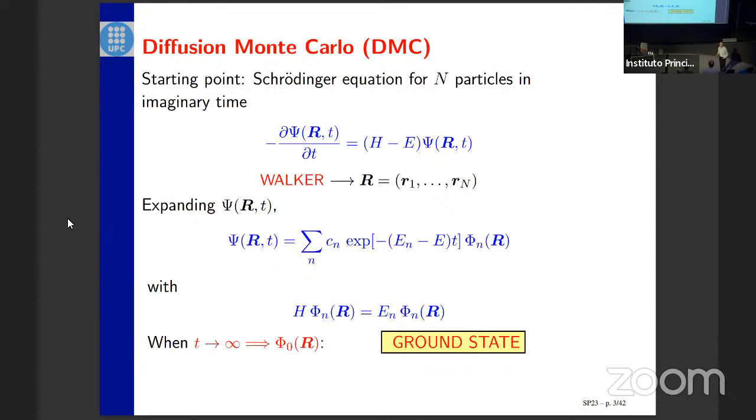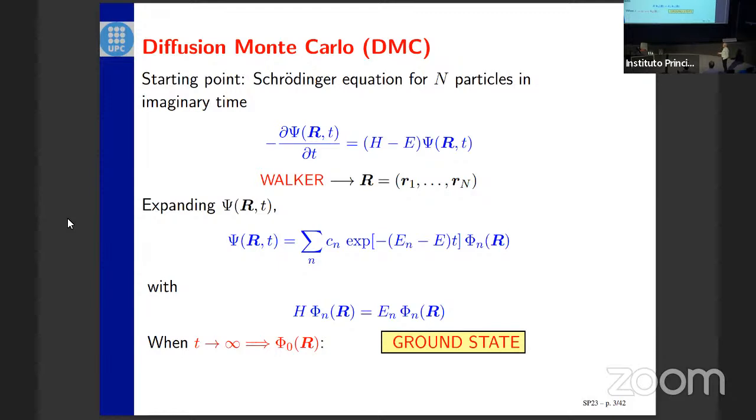So first, some words about the methods. Diffusion Monte Carlo was introduced by Silvio, so I will not take a lot of time with this. The idea is that we start with the Schrödinger equation. H is the Hamiltonian, E is a constant for the problem. This is written in imaginary time because we are searching for the ground state. Then we expand the wave function, which depends on time, in the full basis of the Hamiltonian, in a standard fashion. But now there is no i here, so this is a decaying exponential term. So this is our eigenfunction.